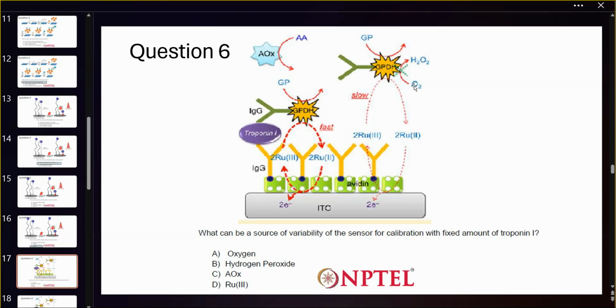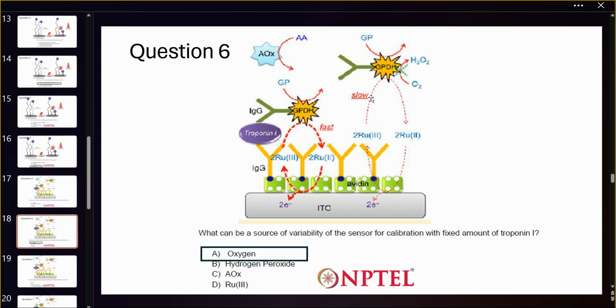Here in the second case, the same reaction is happening slowly, because oxygen is taking away the electrons. When you have a specific number of electrons available, oxygen is taking up all the electrons at a faster speed compared to ruthenium. That is why oxygen is then converting to H2O2. So that is how the reaction is happening. The source of variability in this sensor is oxygen.